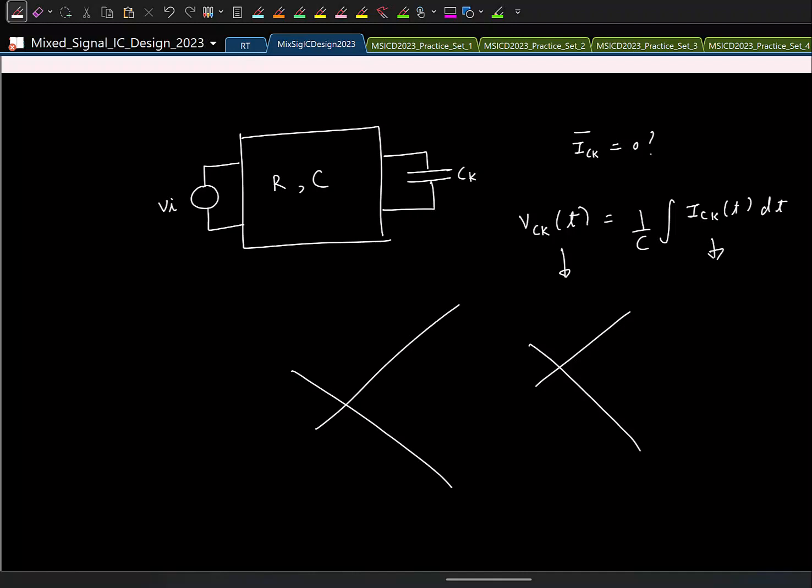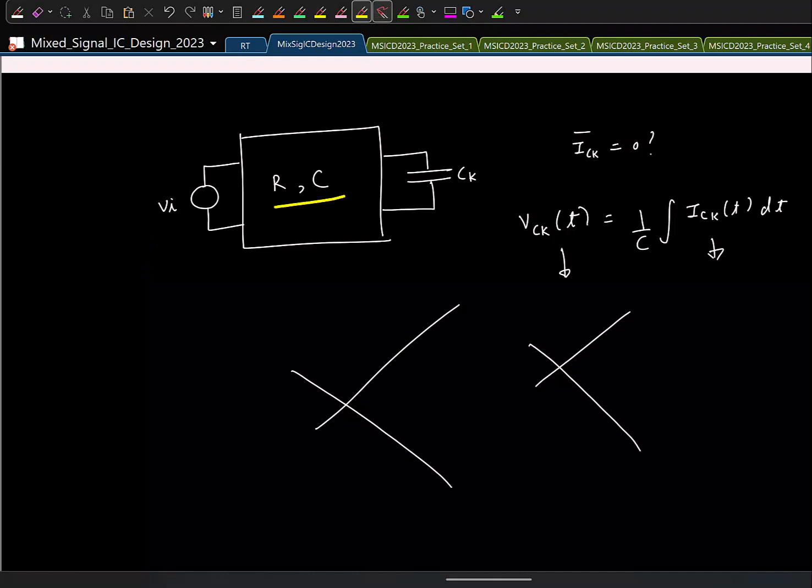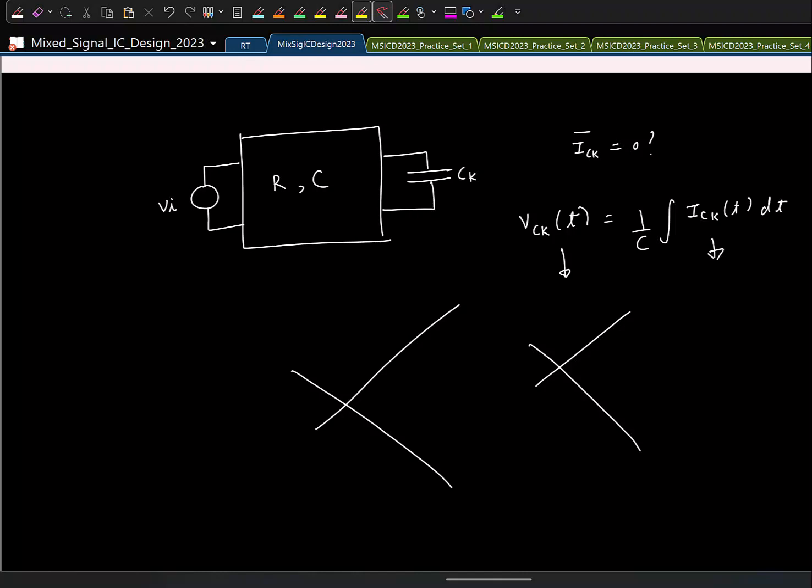I mean, see, remember the input I've given is a finite input. I'll say it's a bounded input, right? And this network, as I told, consists only of R's and C's. Can this be unstable? No. It cannot be unstable, right? I have only R's and C's. If I look at all the poles, they will lie on the left half of the S plane.